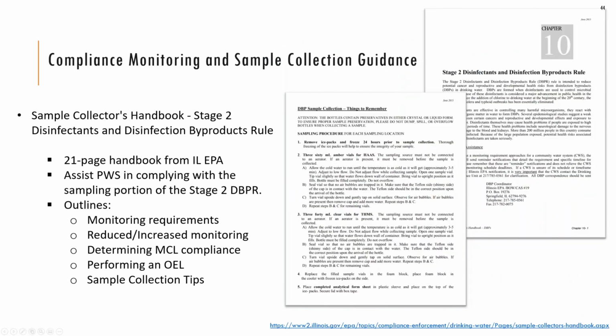I also wanted to mention EPA's sample collector's handbook, which is an extensive guidance manual which provides information on the sampling and monitoring requirements of various drinking water contaminants and drinking water regulations. There are individual chapters on each drinking water regulation, and it provides information on, again, monitoring requirements for contaminants regulated under the regulation, proper procedures to collect samples, along with compliance requirements.